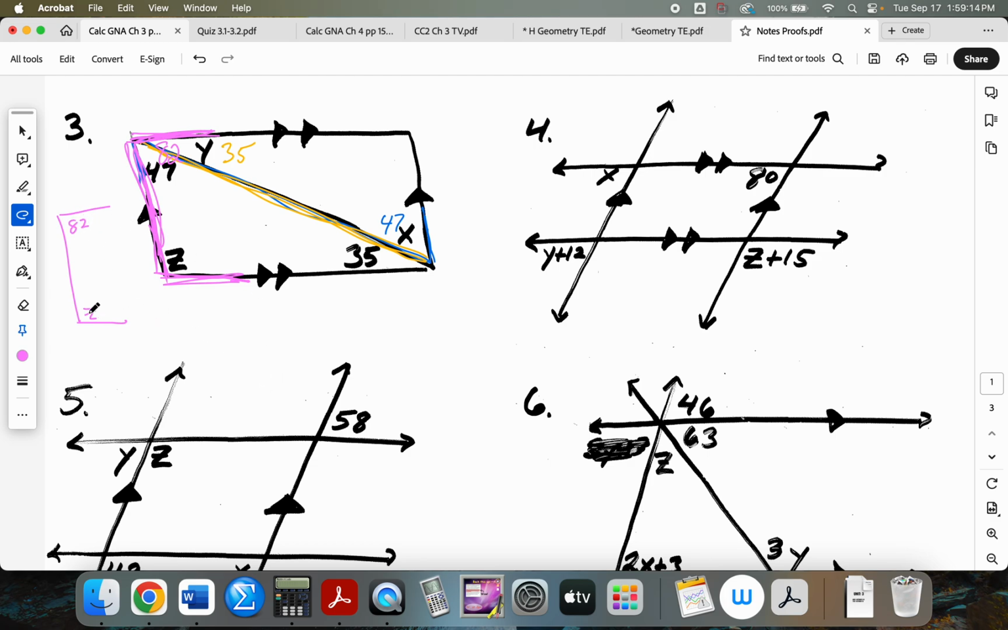What kind of angles are those two angles? Same side interior, exactly right. So how are they related? They're supplementary. Again, the one with the S's is the one that's supplementary. So I'll do 180 minus 82. And that's 98 for Z. Questions about that so far?